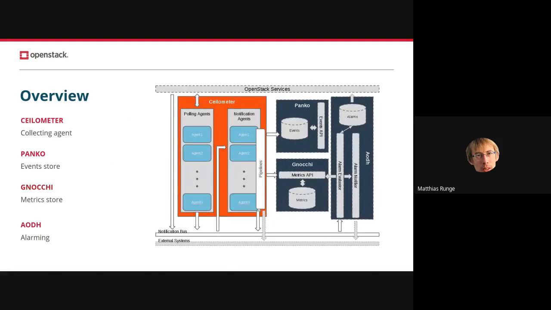Since there are a lot of different names around and under the telemetry umbrella, I have an architecture overview here, where you can see Ceilometer is collecting data. Events are being sent to Panko, metrics to Gnocchi, and Aodh is the alarming component. It is repeatedly pulling metrics from the Gnocchi API, compares the results with its rules, and would issue a call to Heat if an alarm is triggered.